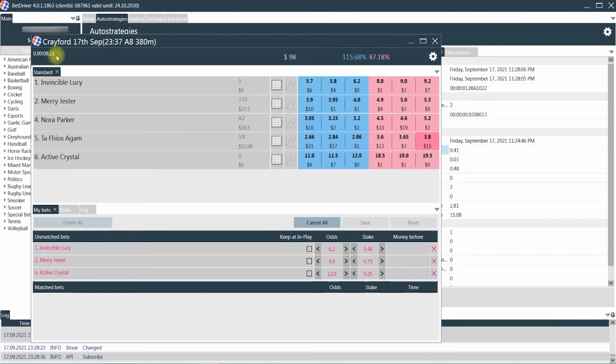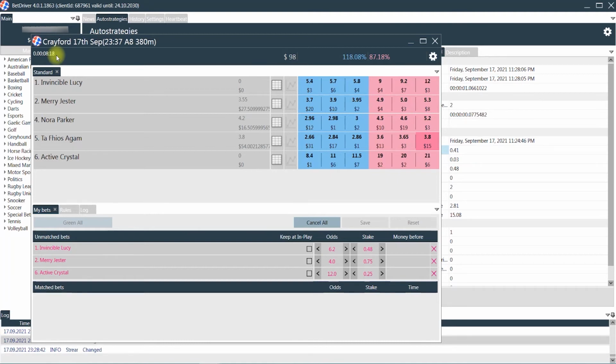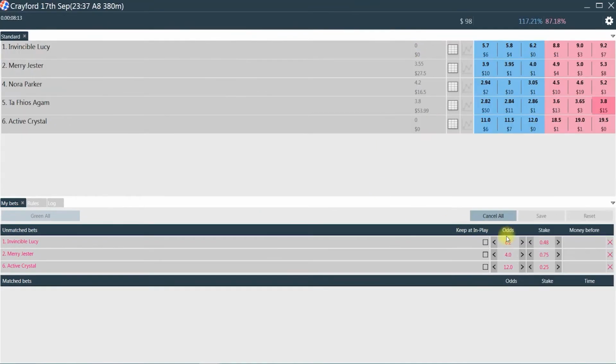It appeared in the selection at the stated time. There are just over 8 minutes left before the race starts. The program has placed 3 bets. The selections 4 and 5 are traded at odds lower than the minimum odds in the auto strategy settings.